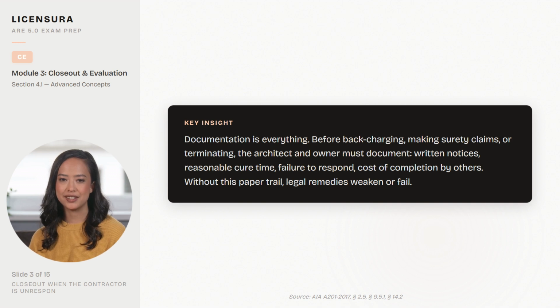Here's the key insight. Documentation is everything. Before backcharging, making surety claims, or terminating, the architect and owner must document written notices, reasonable cure time, failure to respond, cost of completion by others. Without this paper trail, legal remedies weaken or fail.